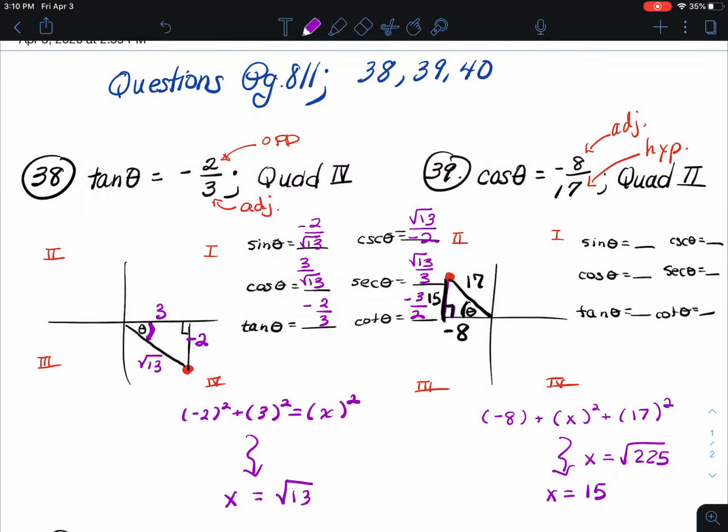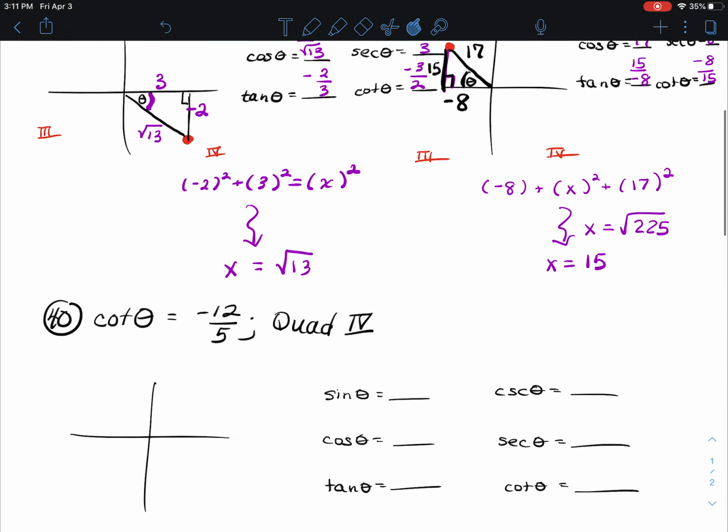Okay, all I have left to do now is build out my 6 fractions. The one I was given was cosine, so I'm going to fill that one in, and right across from it, we're just going to do the reciprocal. Okay, sine of theta is going to be opposite, that's 15, over the hypotenuse of 17. Okay, cosecant would be the reciprocal, and then tangent is opposite, that's 15, over adjacent, the negative 8. Okay, and then cotangent would be the reciprocal. Okay, hopefully you guys are kind of getting the gist of how to do this.